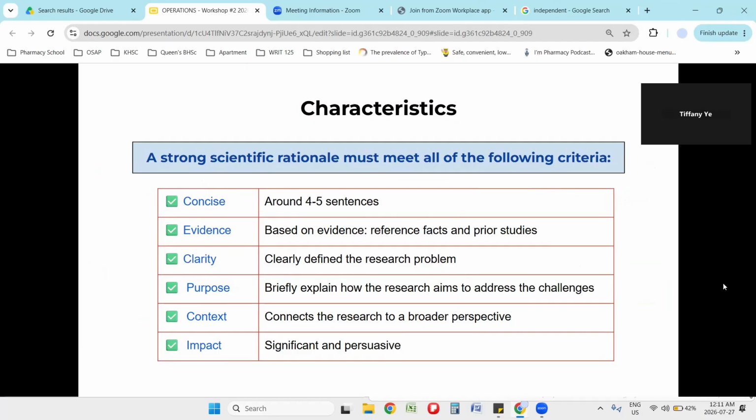So a couple of characteristics of a strong scientific rationale are the following. Your scientific rationale should be concise, so it should be around 4 to 5 sentences. It should have a good amount of scientific evidence, so it should reference facts and prior studies. It should also be clear, so it should define the research problem. It should also have purpose, context, and impact as well.